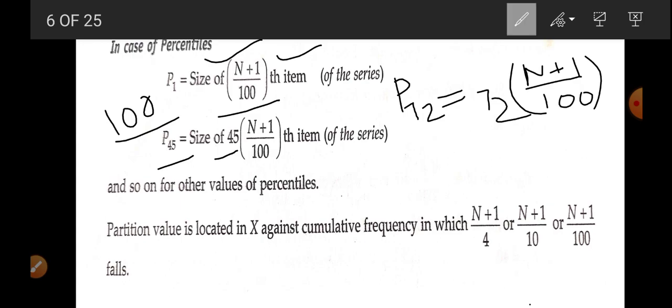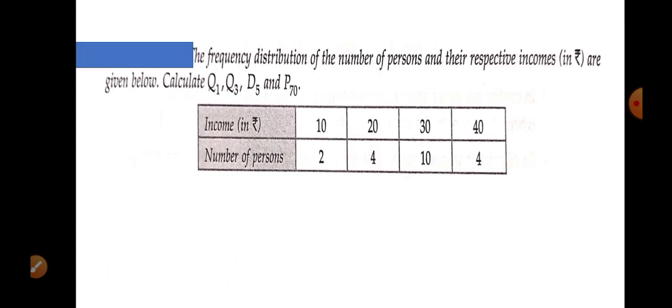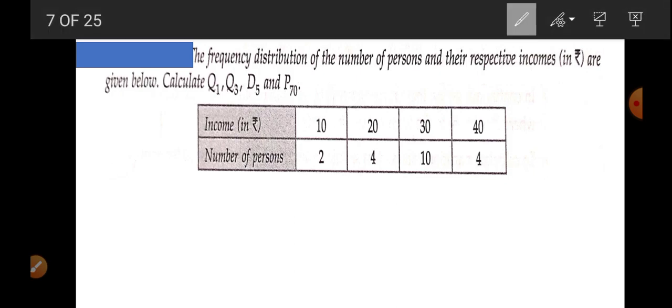Okay, so let us do this question. This is a discrete series question. Why is this a discrete series question? Because you can see here the value of x is given and the number of persons, that is, the frequency is given. Now what we have to calculate here? Q1, Q3, D5 and P70. So these are the things that you are going to calculate.